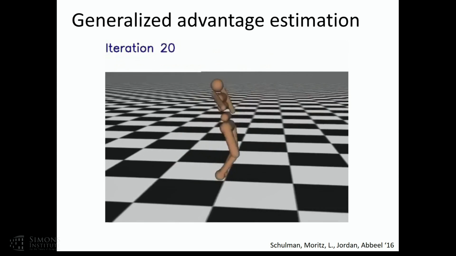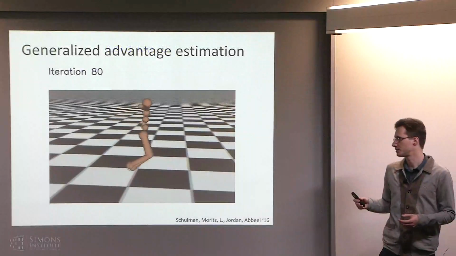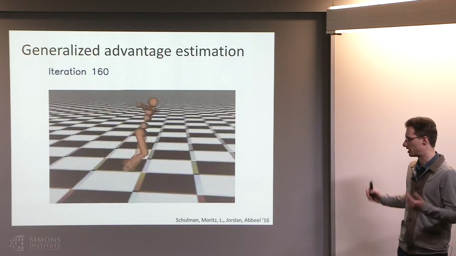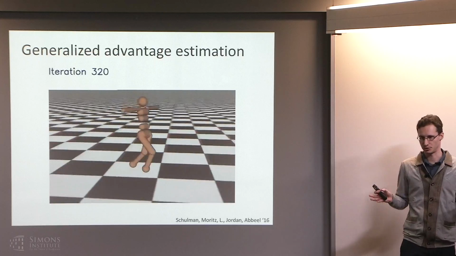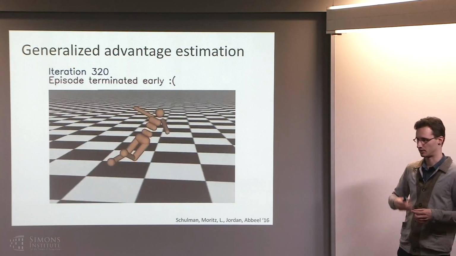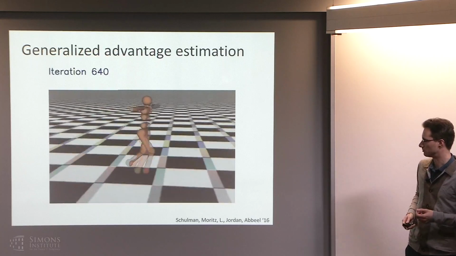If you use a combination of Monte Carlo estimates and fitted value functions with policy gradients, you can actually solve some fairly complex tasks. So this is a 3D bipedal character learning how to run, entirely using reinforcement learning without any estimate of the dynamics, just using a policy gradient method with an estimate of the value function. And it actually tends to work pretty well.